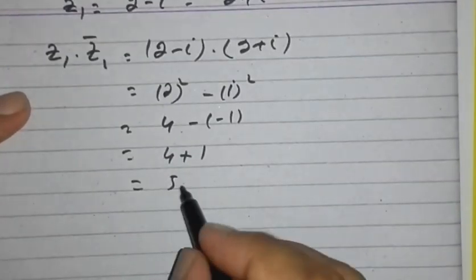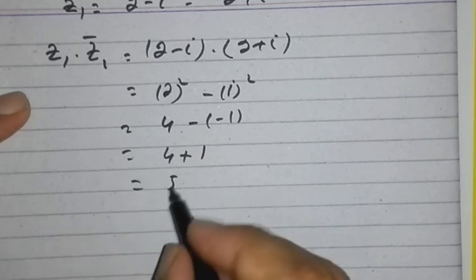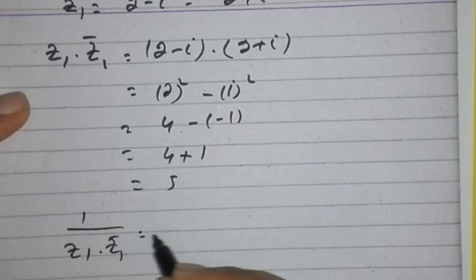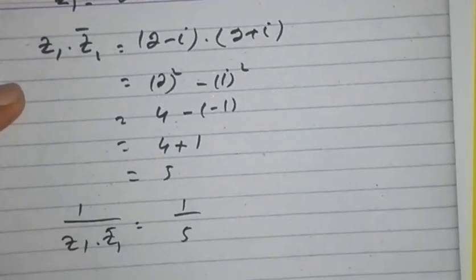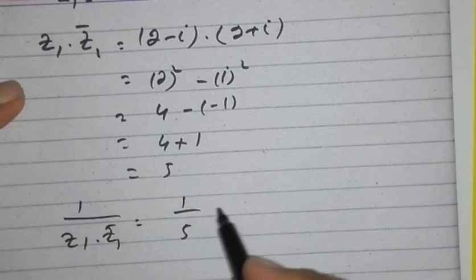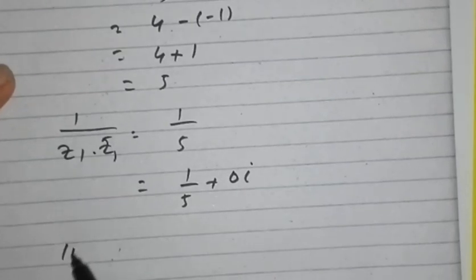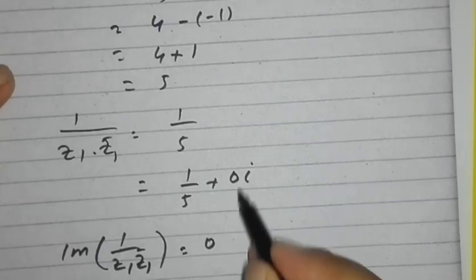Now 1 over z1 into z1 conjugate will be equal to 1 over 5. So we can also write it as 1 over 5 plus 0 iota. The imaginary part of 1 over z1 conjugate is 0. Imaginary part is this.